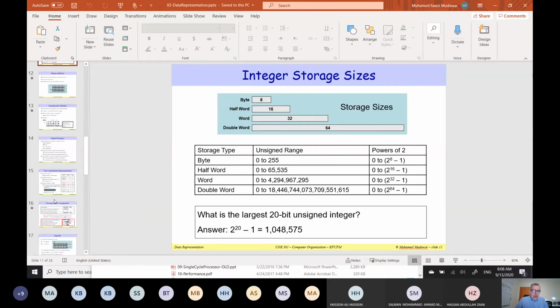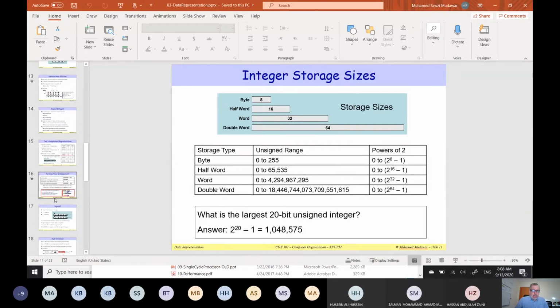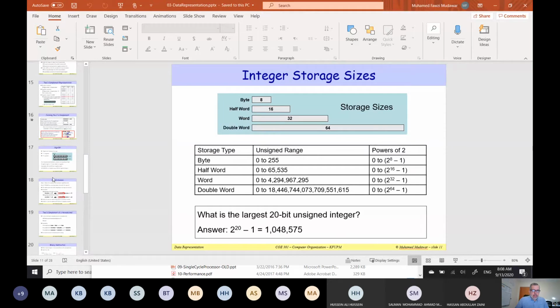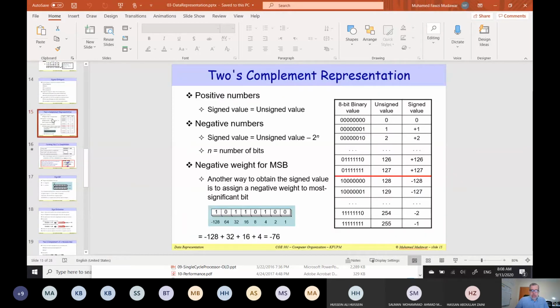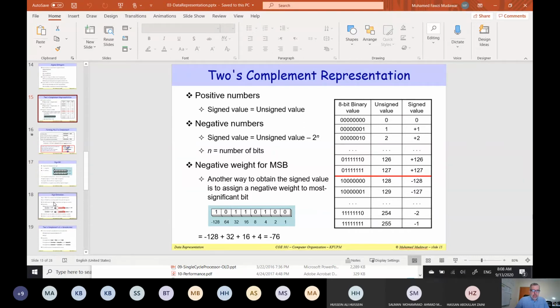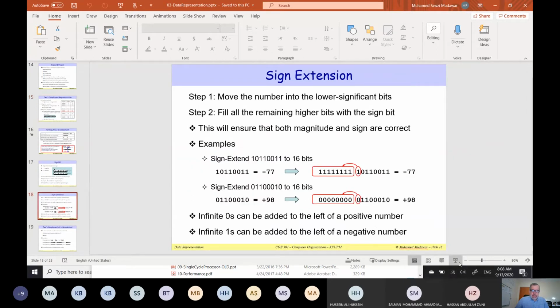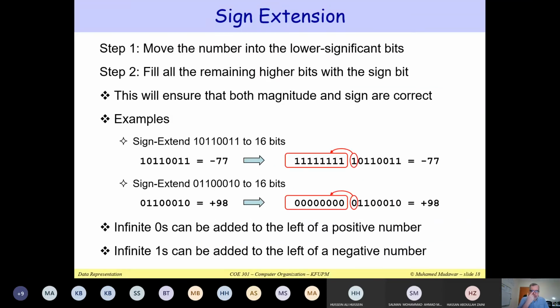As I said, you can go over this presentation and go back and understand the meaning of the two's complement representation, which is shown in this slide, but I'm not going to go over it. We have already covered this topic in the COE 202 course. But what's interesting is sign extension. So I just wanted to mention sign extension.